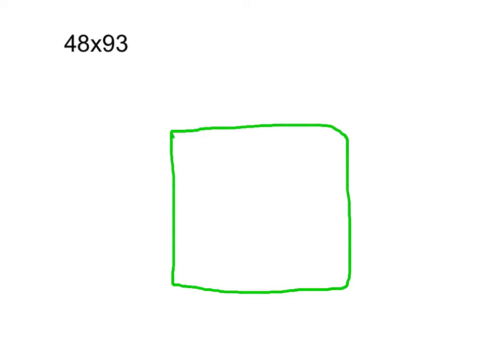Let's look at a 2-digit by 2-digit, 48 times 93. First, draw your array. Now that you have an array, the top is going to represent 48. The side is going to represent 93. 48 times 93 is a little large though, so I'm going to break it up into pieces. So let's start with 48. I'm going to break that up into 40 plus 8, because 40 plus 8 equals 48.